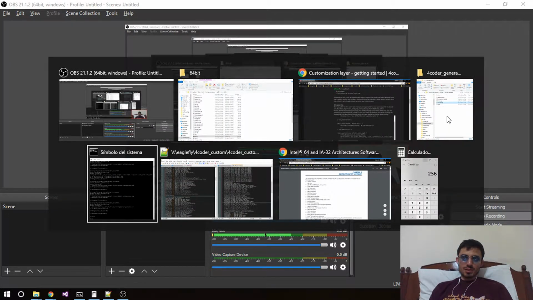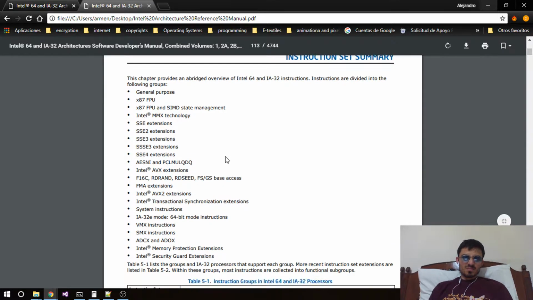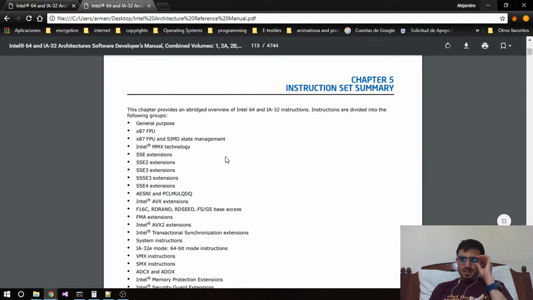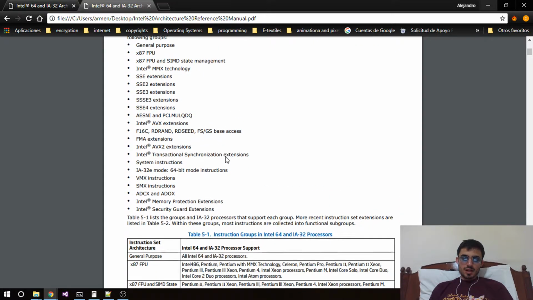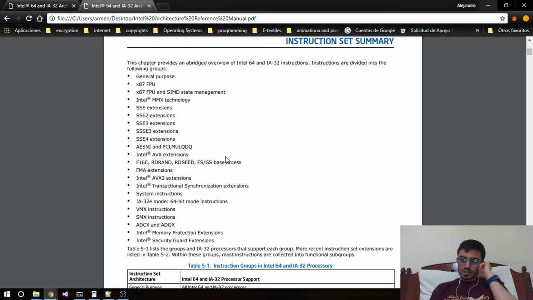Let me open the IA manual. And yeah, this is it. This is the next thing that we will take a look at, and it's basically the instruction set summary. This is not the whole set, just the summary itself. If we want to go into the details, we will need to read each one specifically. I believe we can start by looking at them in a more general sense. What do they do? Where can we use them? How can we use them? So I think that we should start.